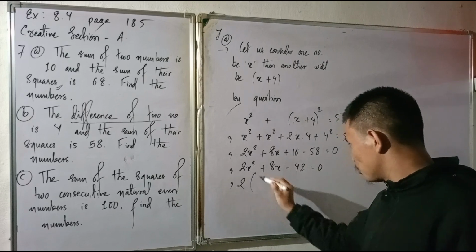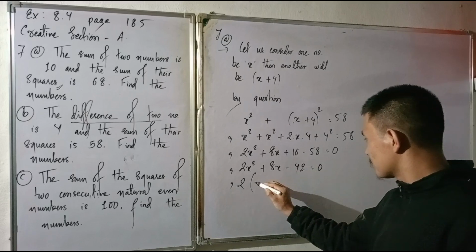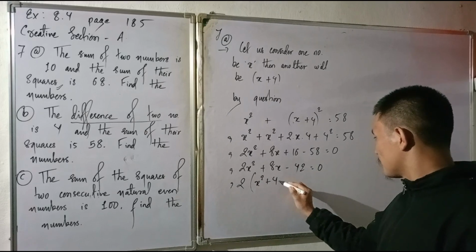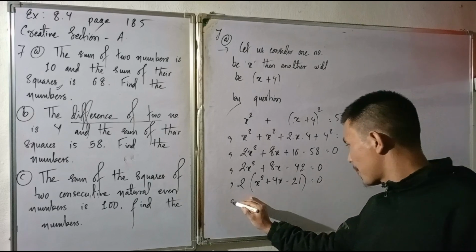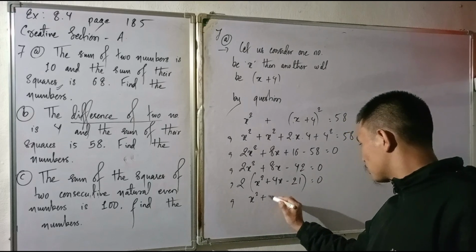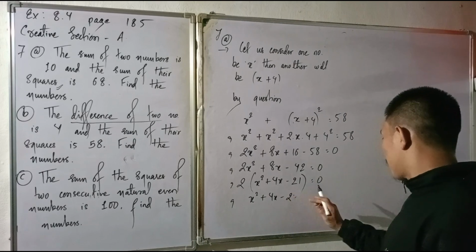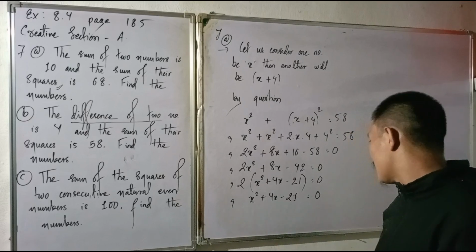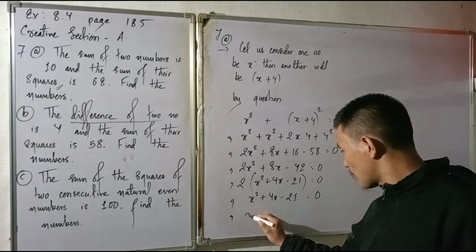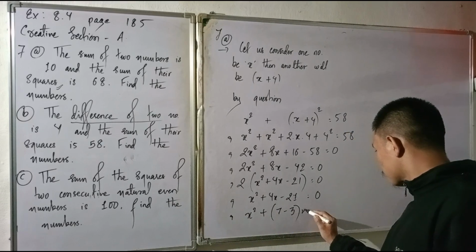Now you can take 2 common from every component here: 2 times 4 is 8, 2 times 2 is 4, 2 times 21 is 42. So x squared plus 4x minus 21 equals 0. You have to choose the factors of 21: 7 times 3 is 21, and 7 minus 3 is 4.